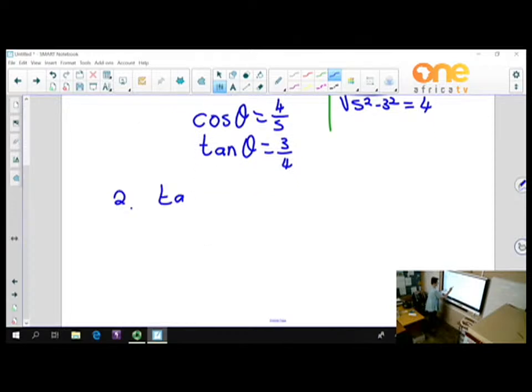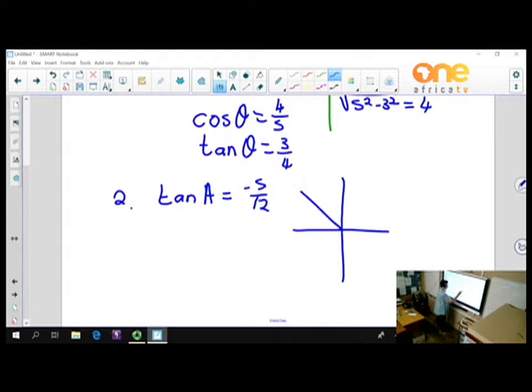Tan A is equal to negative 5 over 12. Find the values of cosine A and sine A. So again, it is a good idea if we draw this. Negative 5 over 12, where will this one be? It is negative 5 on the x-axis and then 12. So it will be here, negative 5, and 12 is the opposite. There's your theta. We're still working in that right angle triangle there.